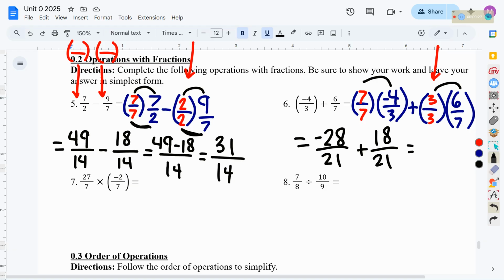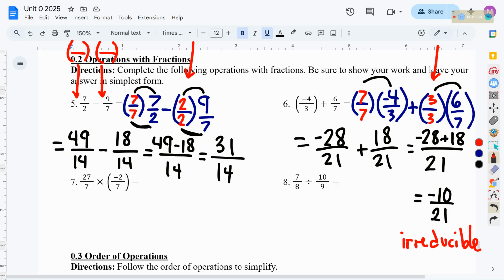So we can add those up, and then think about what this means. We have 21 on bottom, but on top we have negative 28 plus 18, and we can combine the top because they have the same on bottom. But negative 28 plus 18 is negative 10 over 21, and there's no factors. This number is irreducible, right? It's irreducible because there's no way we could break it down.